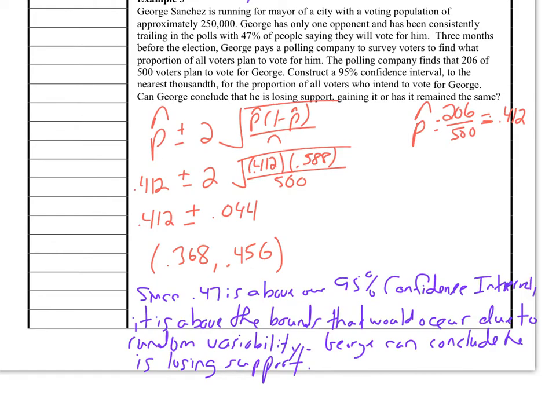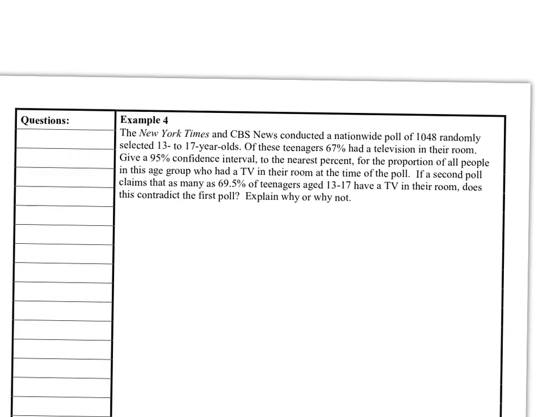All right, let's move on to the next question. So here we have the New York Times, which did a nationwide poll of 1,048 randomly selected 13 to 17-year-olds. The keyword there is random. It needs to be random. They're not just asking their sons and daughters. Of these teenagers, 67% had a television in their room. Give a 95% confidence interval, to the nearest percent, for the proportion of all people in this age group who had a TV in their room.